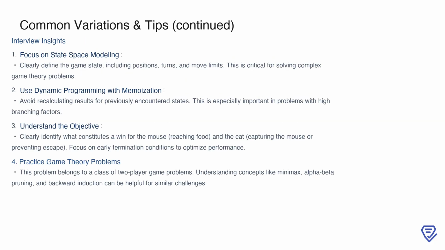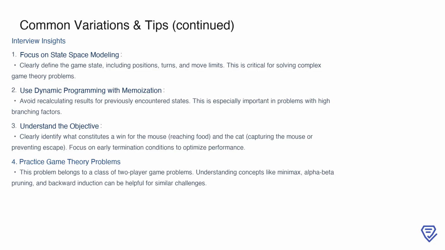When preparing for interviews, it's crucial to focus on clear state space modeling. Define the game state comprehensively, including positions of the mouse and cat, the current turn, and the move limits. This clarity is essential for solving complex game theory problems. Dynamic programming with memoization is another key technique. By storing results for previously encountered states, you can avoid redundant computations and manage the problem's high branching factor more efficiently.